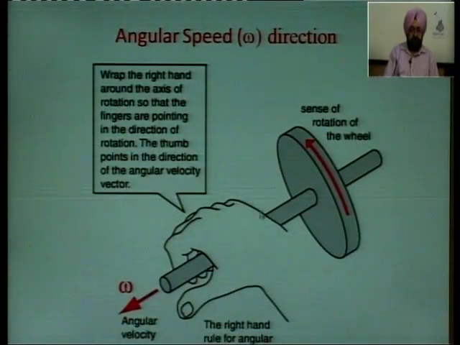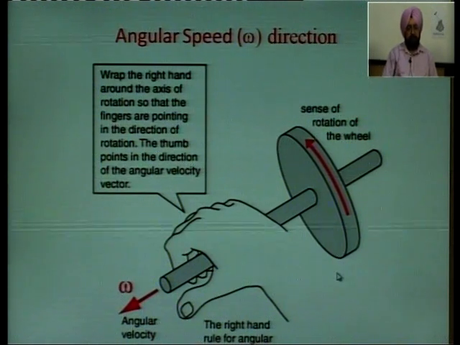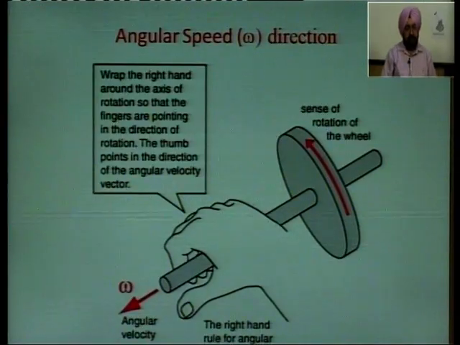This is another diagram to show you how you can find out the direction of angular velocity. You wrap the right hand around the axis of rotation, so that the fingers are pointing in the direction of rotation, then the thumb points in the direction of angular velocity. This is what is called the right hand rule for all angular quantities.